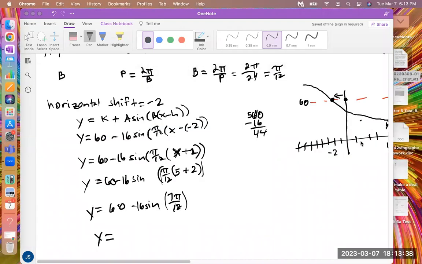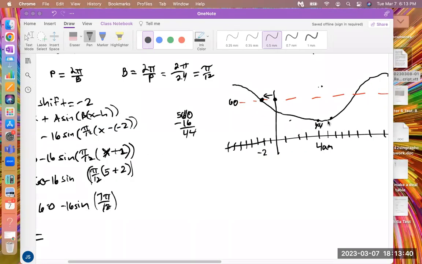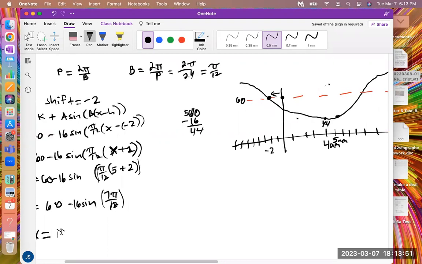So that's to be expected, because this is the point we're looking at. It's like this is 5 a.m. and it's very close to the min value. So this sounds like a reasonable answer, this 44.5.